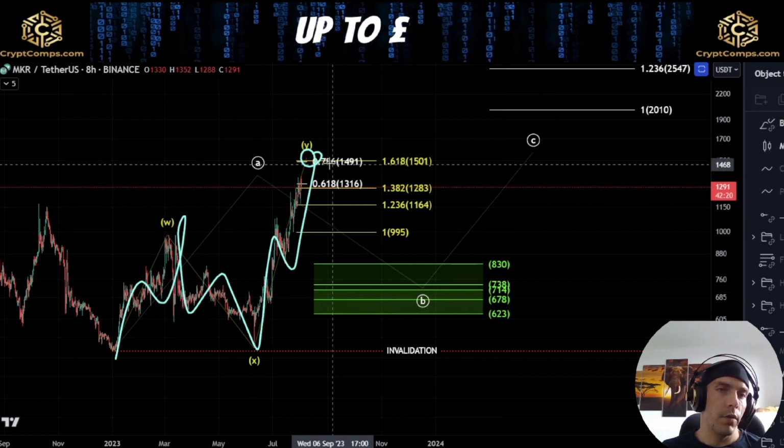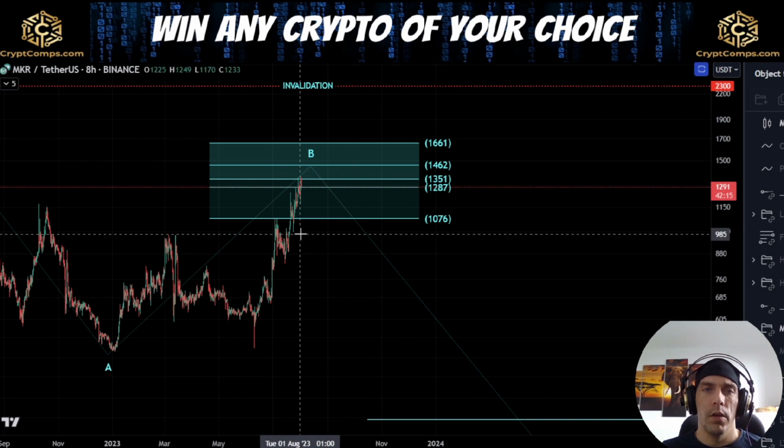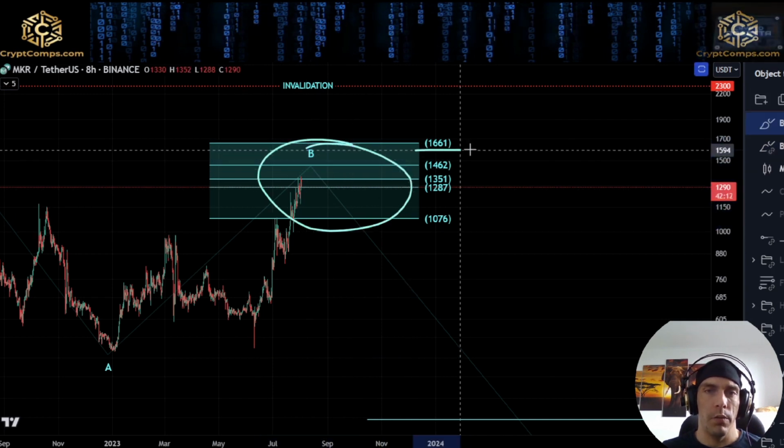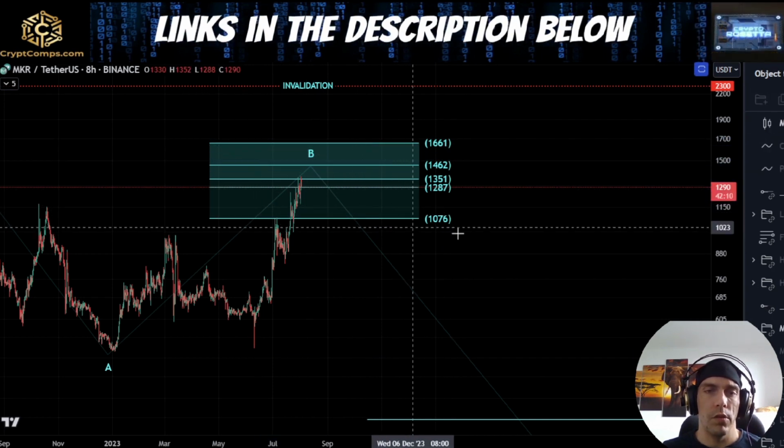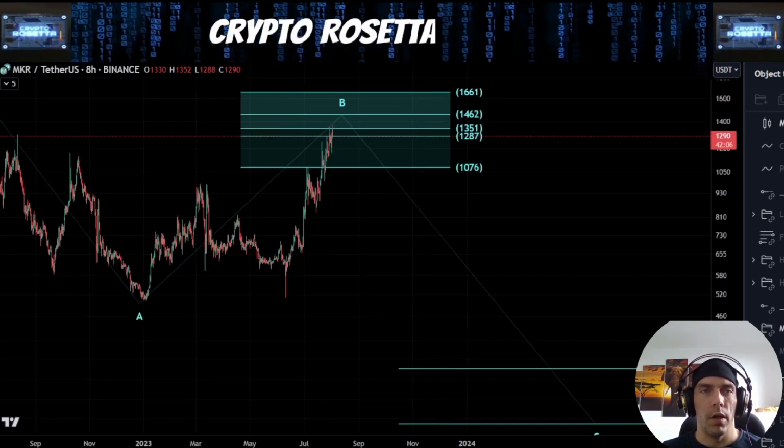Now if we are looking at this move into this high, we just need to respect the fact that this would have done enough to be a B wave. So if we stay below the 1661, we need to just be a bit careful that we still have this downside potential that could come into play.